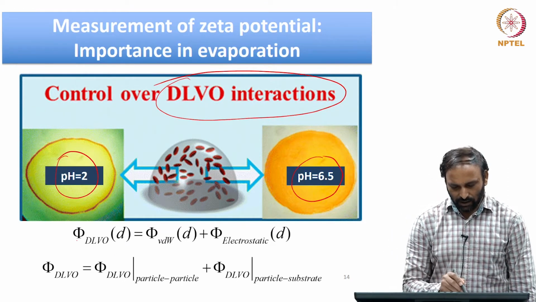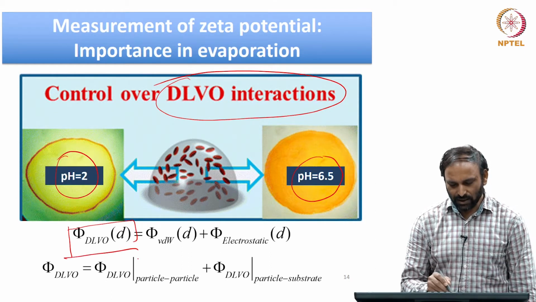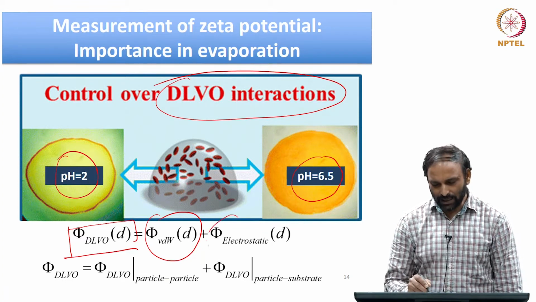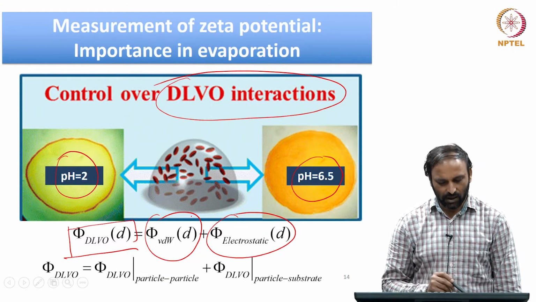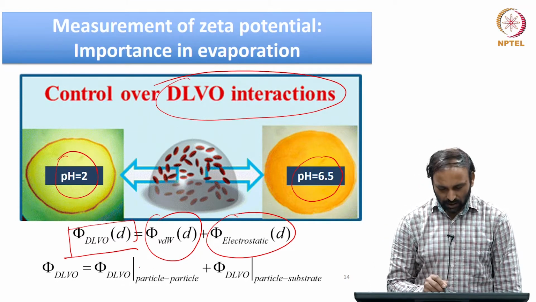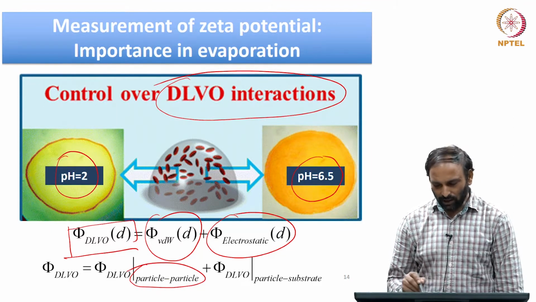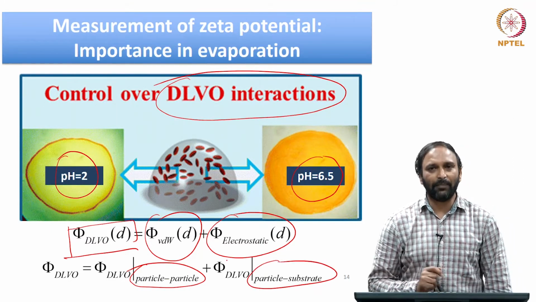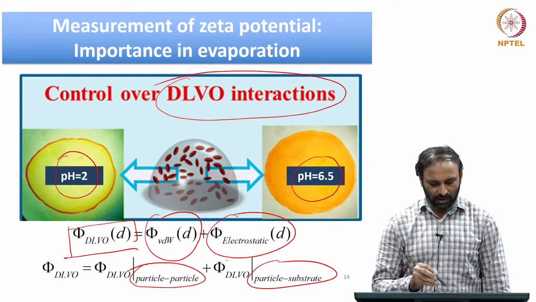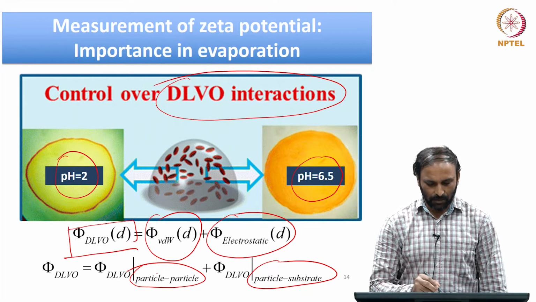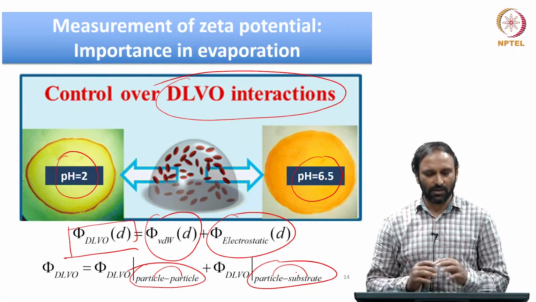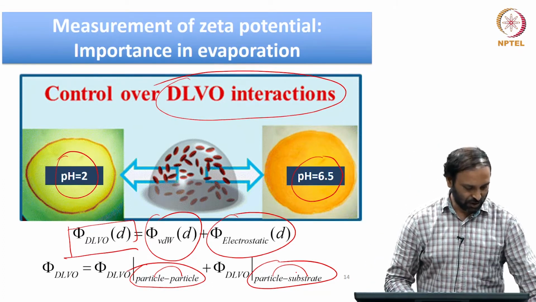the summation of the van der Waals force of attraction and the electrical double layer interaction. However, in this case the DLVO interactions have two components. One is the particle-particle interactions and the other is the particle-substrate interactions. Therefore, depending upon the overall DLVO interactions, which is the summation of the DLVO interactions arising because of the presence of particles as well as the particle on the substrate, that is what governs the deposition in such cases.